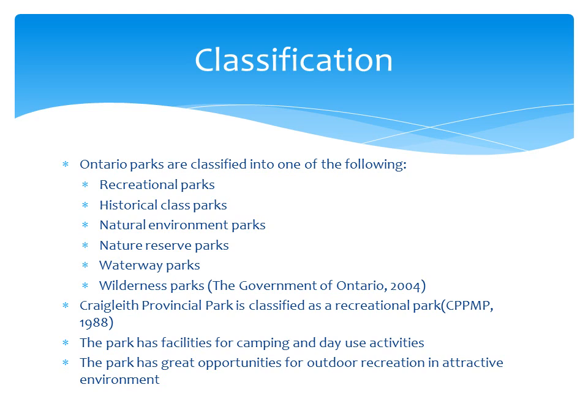Classification. Ontario parks are classified into recreational parks, historical class parks, natural environment parks, nature reserve parks, waterway parks, wilderness parks. Craigleith Provincial Park is classified as a recreational park.